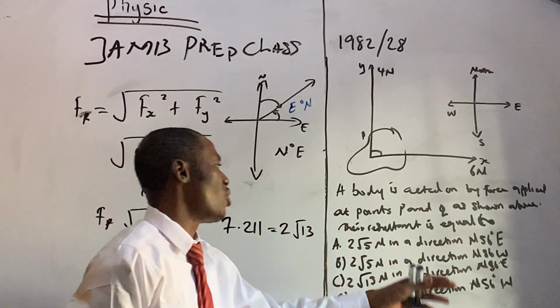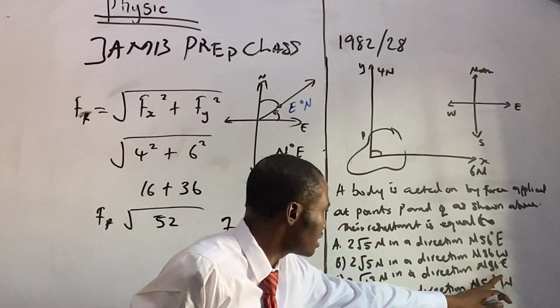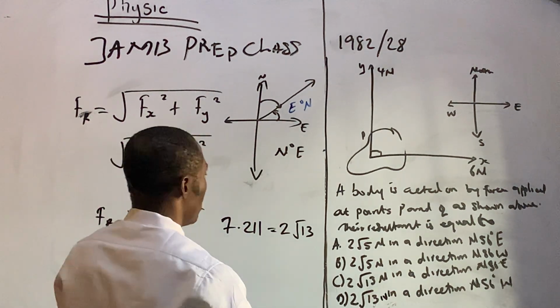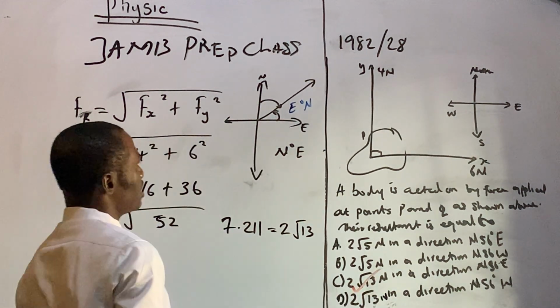Of course, it's off. North of west is not the answer. The answer is north of east. So the option is option C. Let me just repeat. Option C is the correct answer.